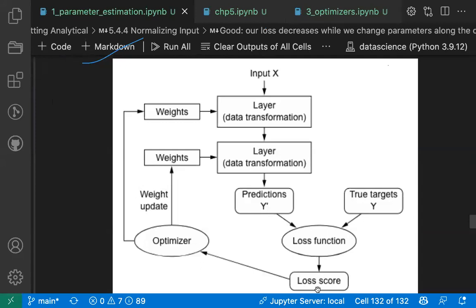If as you change it your loss score is decreasing, then you are good. Keep changing the weight. Keep changing until you reach a reasonable loss score. Then you are good.